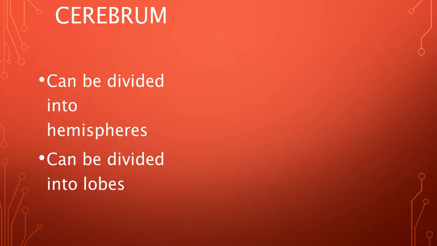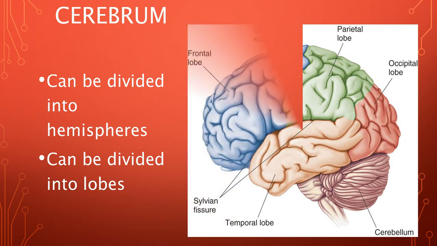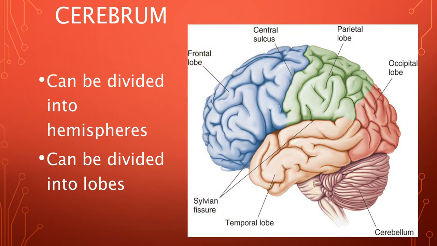Then we get to the cerebrum. This is the star of the show, right? The diva. It can be divided, we've talked about this, into two hemispheres, the left and right hemisphere, and then, of course, into the lobes. Now, we saw this at the beginning where we have the frontal lobe and the parietal lobe, the temporal lobe, and the occipital lobe. There's the cerebellum, okay? and the brainstem right there.